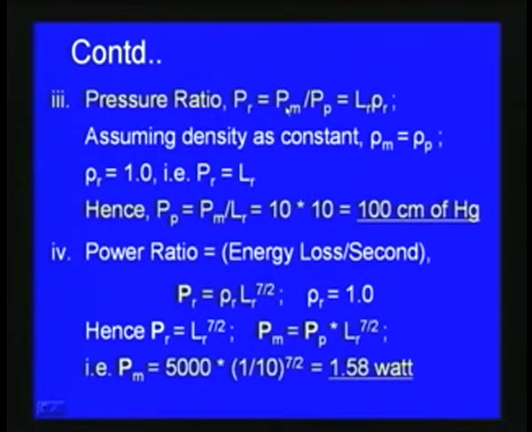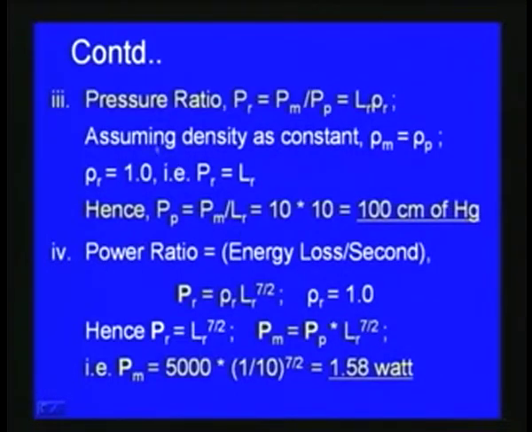The third part is to find the pressure ratio, Pm by Pp. We can write that as Lr rho r. If water is used in both cases, we can assume the density as constant, so rho m is equal to rho p and rho r is equal to 1. Correspondingly, the pressure ratio Pr is equal to Lr. So Pp, the prototype pressure, is Pm divided by Lr. Here Pm is given as 10, so 10 into 10 gives 100 centimeter of mercury.